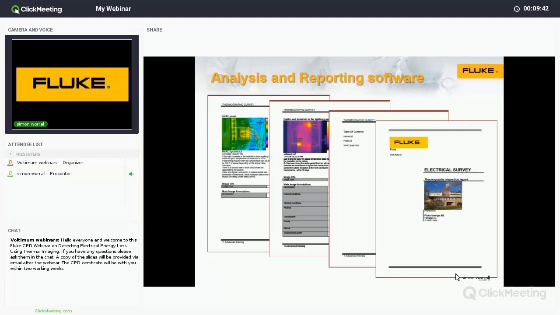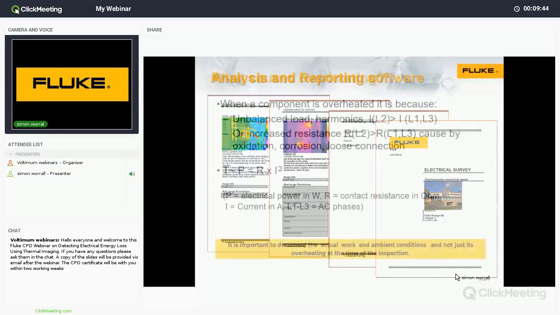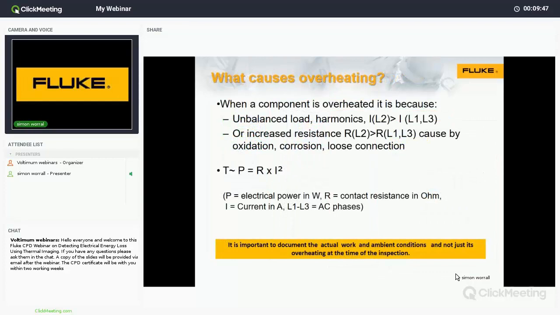But let's drill down into some of the problems. Thermal imaging is all about looking for excessive temperatures. So what causes overheating? Well, in electrical and mechanical systems, a component gets overheated because of a number of factors. In our three-phase electrical systems, it can be caused by unbalanced load, by harmonics, or by an increase in resistance of a joint, etc. These are typically what we will refer to as hotspots.